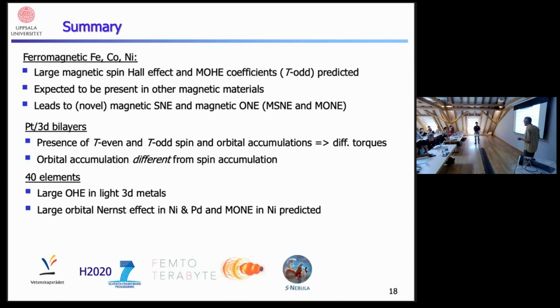And these effects also appear if you go to slab calculations of just non-magnetic materials or with magnetic slab layers, and then they will play a role. As we saw, we have a very large orbital Hall effect in the light d metals, so they are essentially of interest for future orbitronics, and maybe also for other effects like this large orbital lens effect. So thank you for your attention.